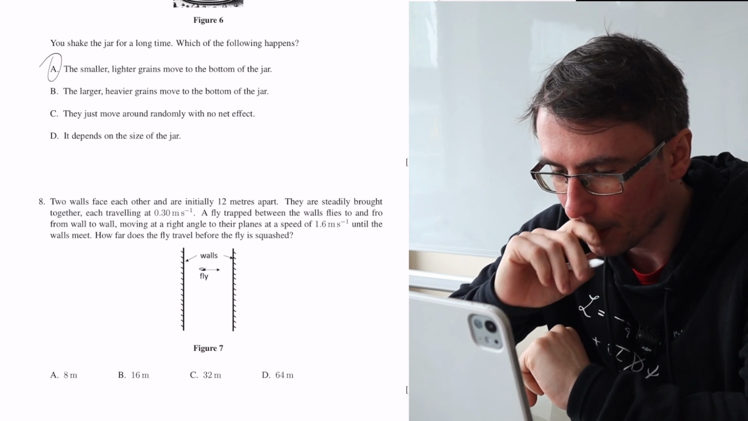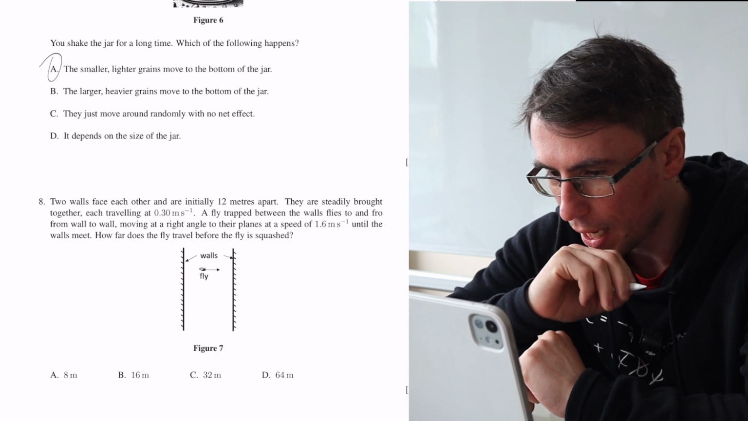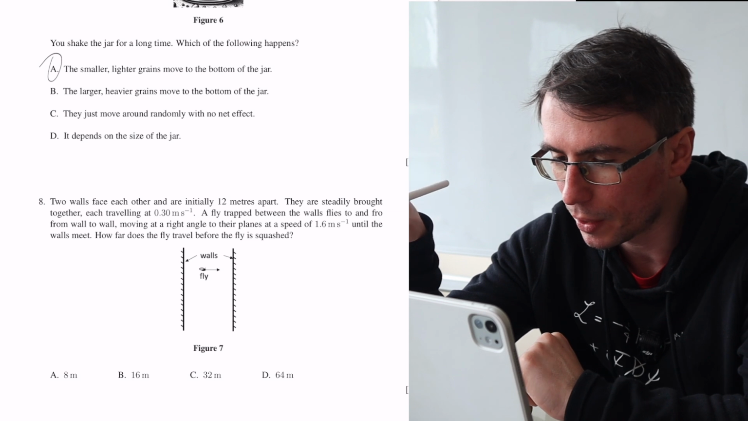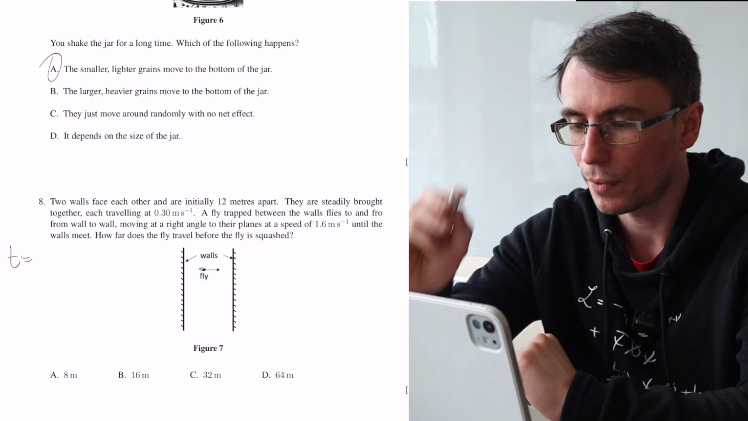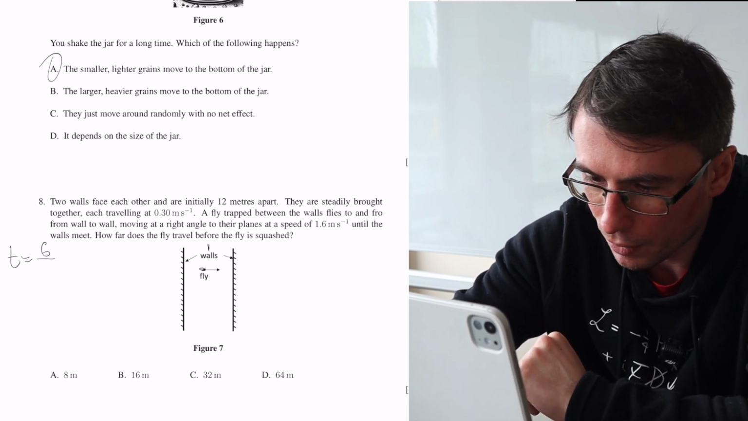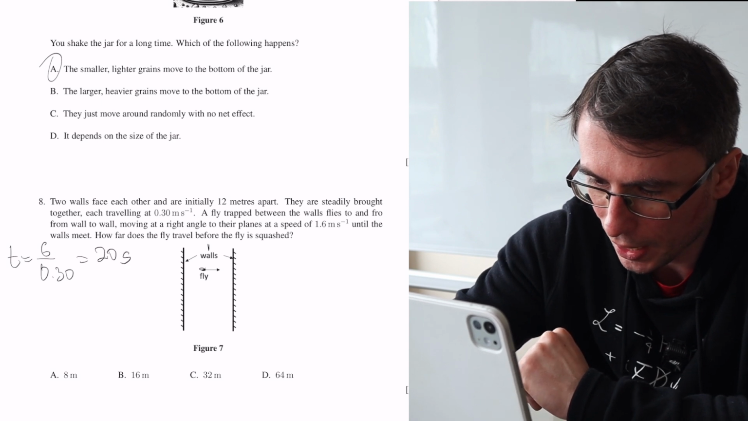Okay, well, they're 12 meters apart and they're traveling together at 0.3 meters per second. So the time for them to travel half the distance in order to meet is going to be 6 divided by 0.3, which is going to be 20 seconds.